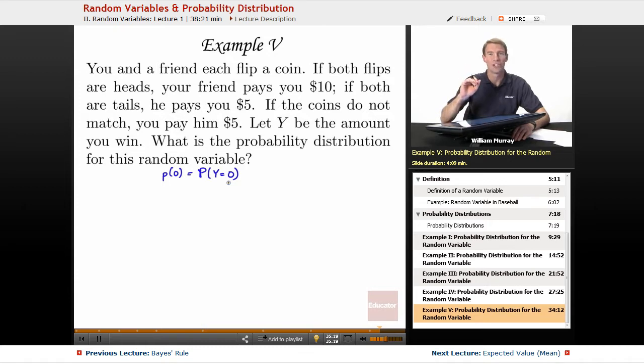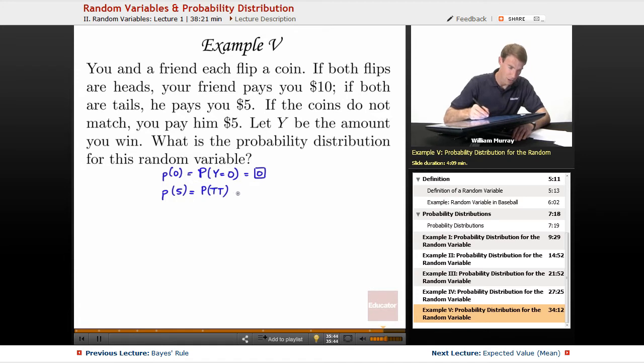Depending on what the coins show up, either your friend's going to pay you or you're going to pay your friend. And there's no outcome that leads to a 0 exchange of money. And so the probability there is 0. The probability that you're going to make $5, well, to make $5, you have to get both coins being tails. So that's the probability of tail, tail. And the chance of both coins showing tails, that's 1/2 times 1/2, is 1/4. So that's your chance of making $5 out of this experiment.